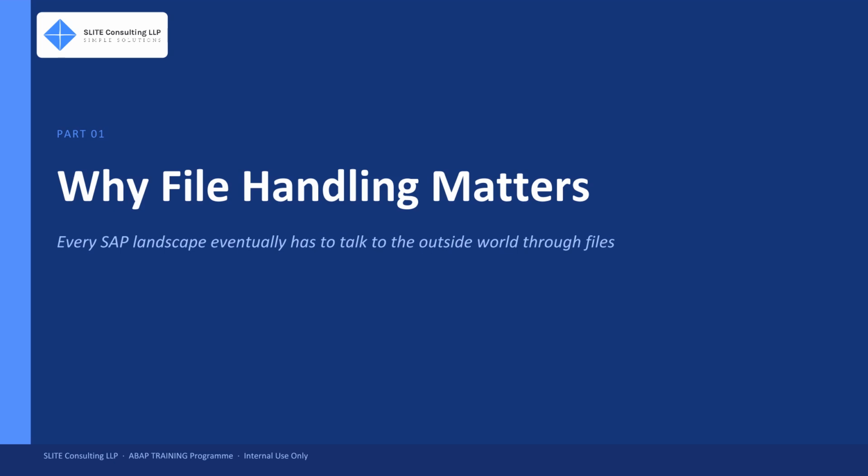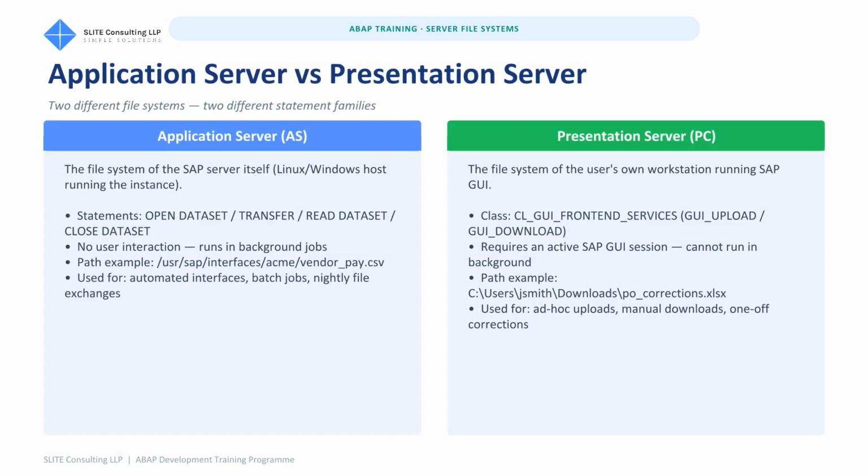ABAP gives you 2 distinct toolkits for this. One for the SAP server's own file system, and one for the user's local PC. Getting them confused is one of the most common fresher mistakes, so we'll be very deliberate about which is which. This is the single most important distinction in this module.